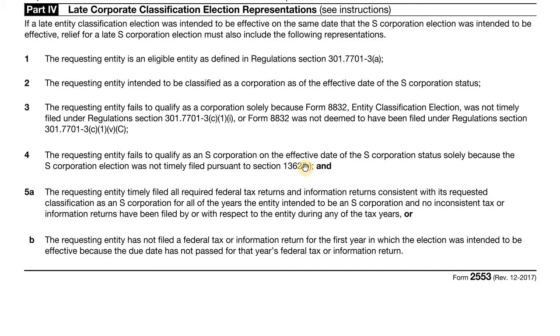I've got all eligible shareholders. We're under the 100 shareholder limit. We're only doing one class of stock. The only reason I just haven't had this S corp approved is because I filed the document late, right?